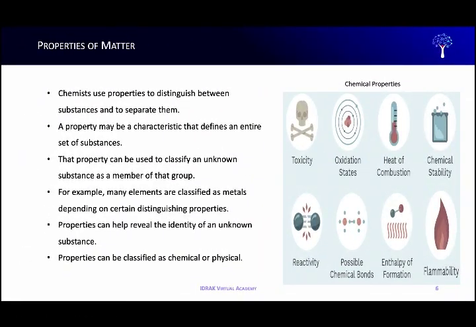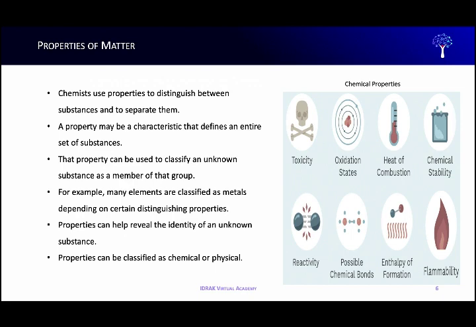Properties of matter. Let's start by recalling what a property is. A property is a characteristic that defines an entire set of substances. For example, all metals share a certain set of properties that distinguish them from other elements. Properties are used to separate substances and classify them into groups. They also help reveal the identity of an unknown substance. So if we want to list a few properties that distinguish metals from other elements, we can say that all metals have a high boiling point, high density, they're good conductors of electricity, etc.